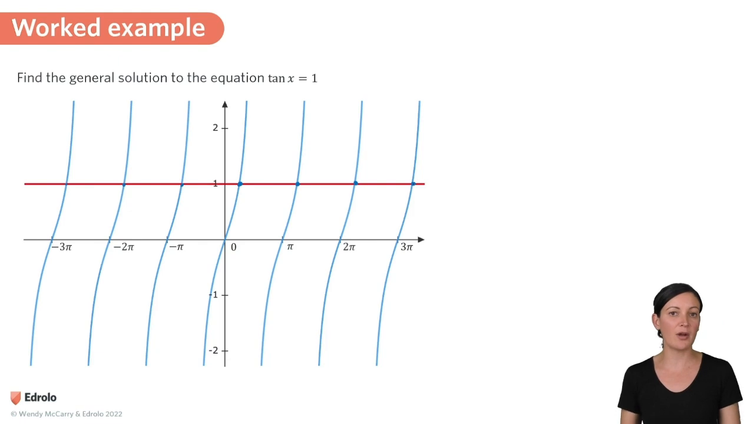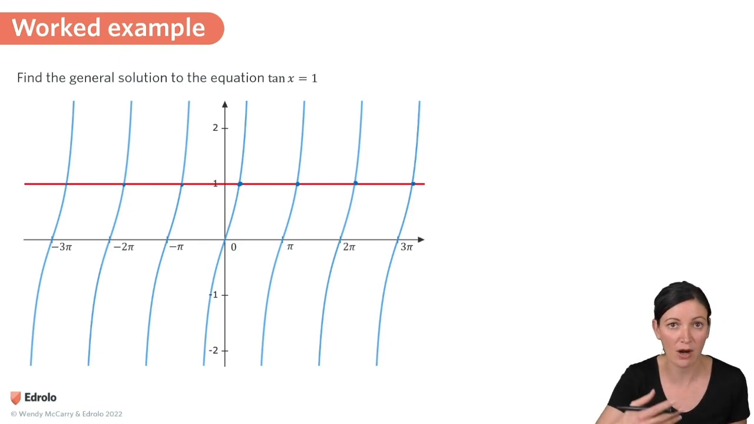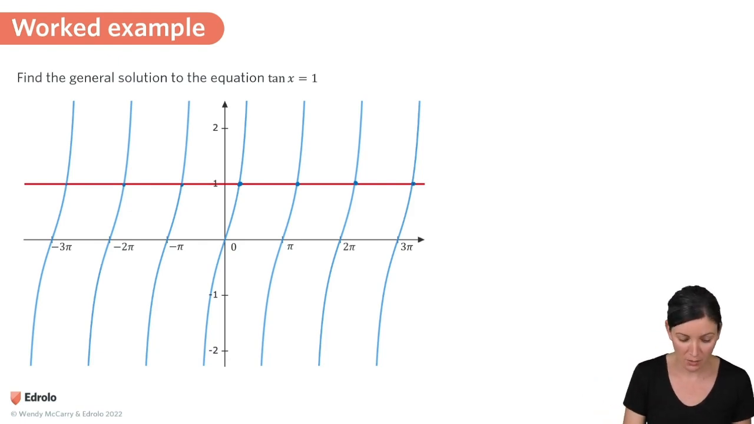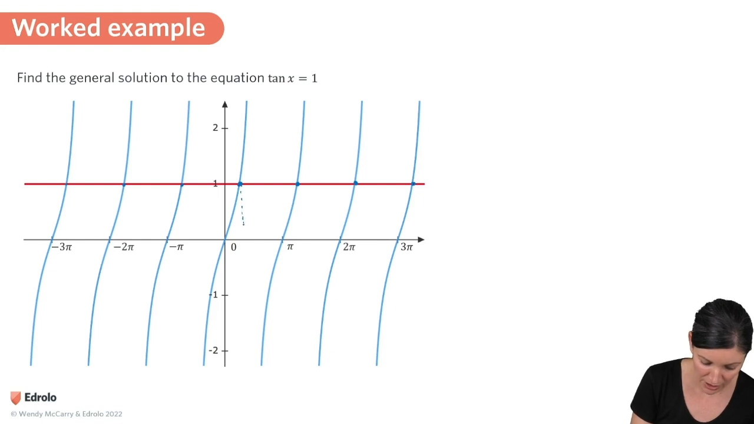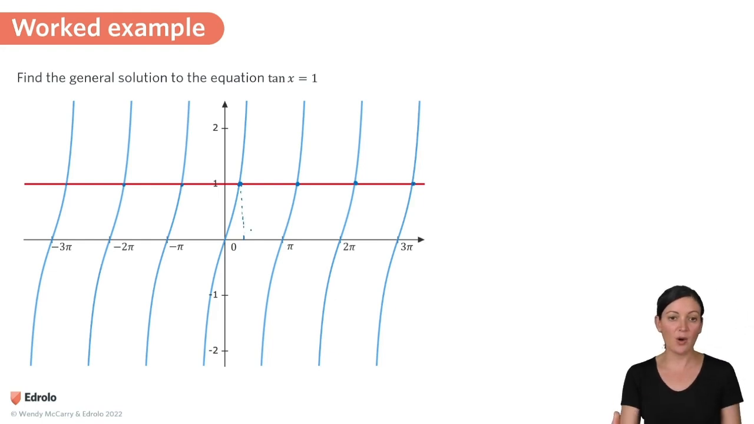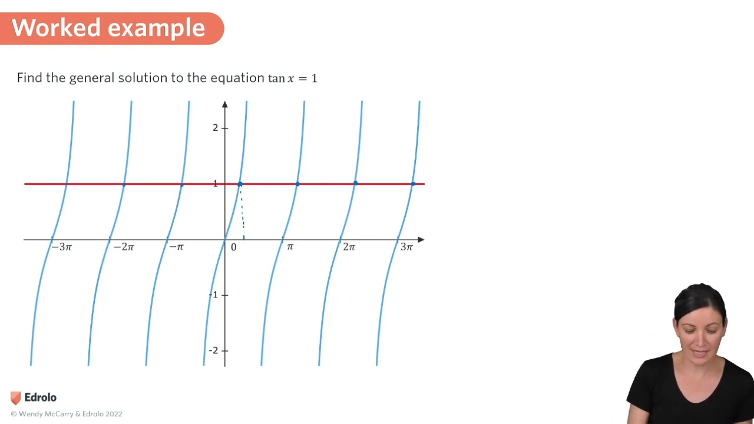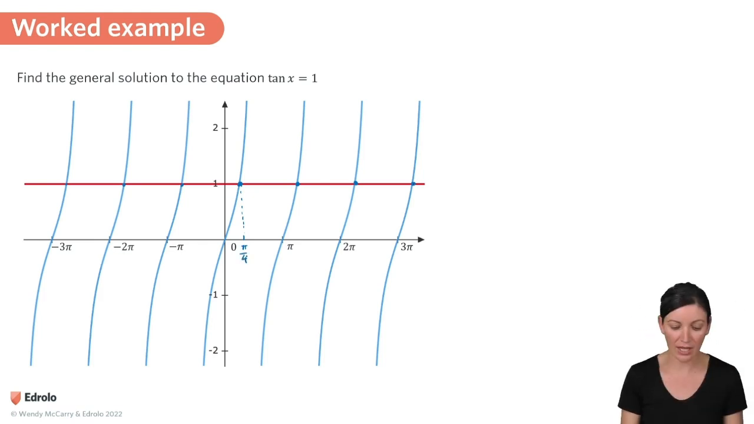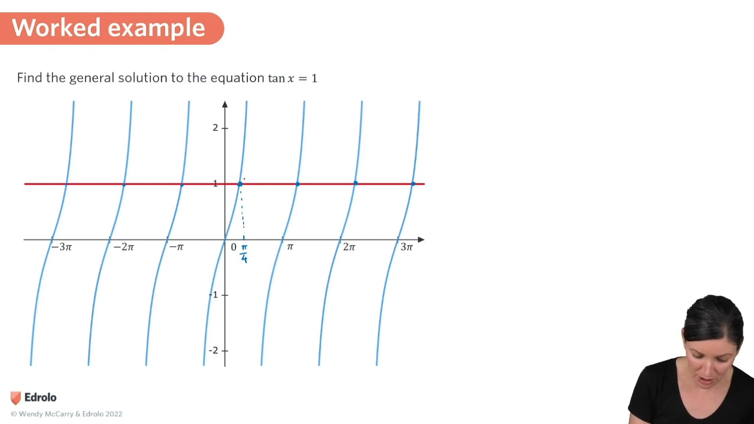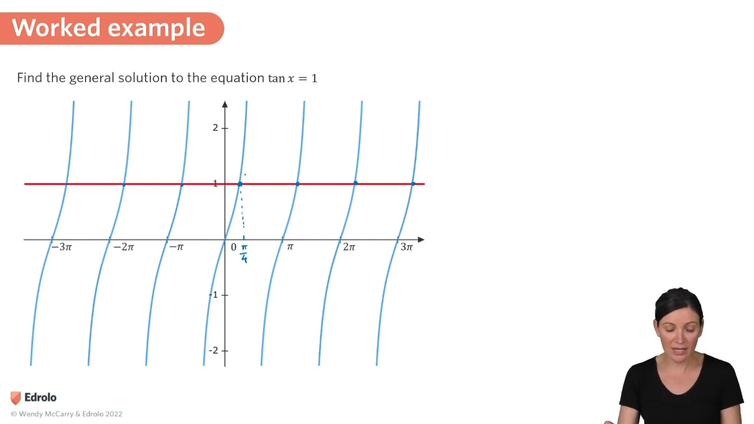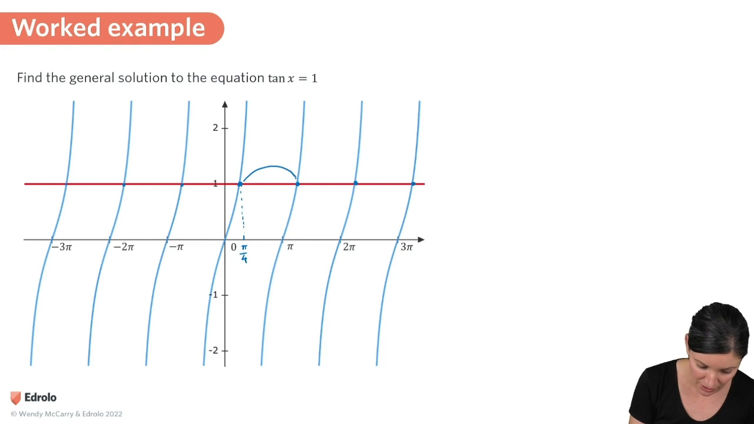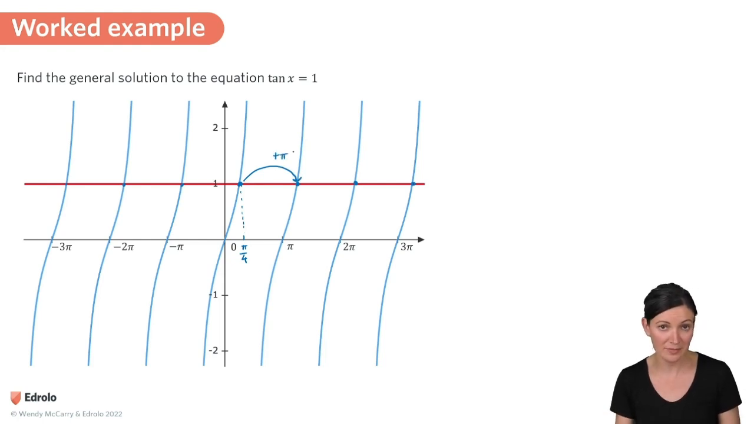Now, what we can think about is our reference angle or our first positive solution. If we know our exact values, we know that the first instance when tan of x is equal to 1 is at pi on 4 radians. Now my second solution, because the period of tan is pi, is going to be whatever my first solution was plus pi.